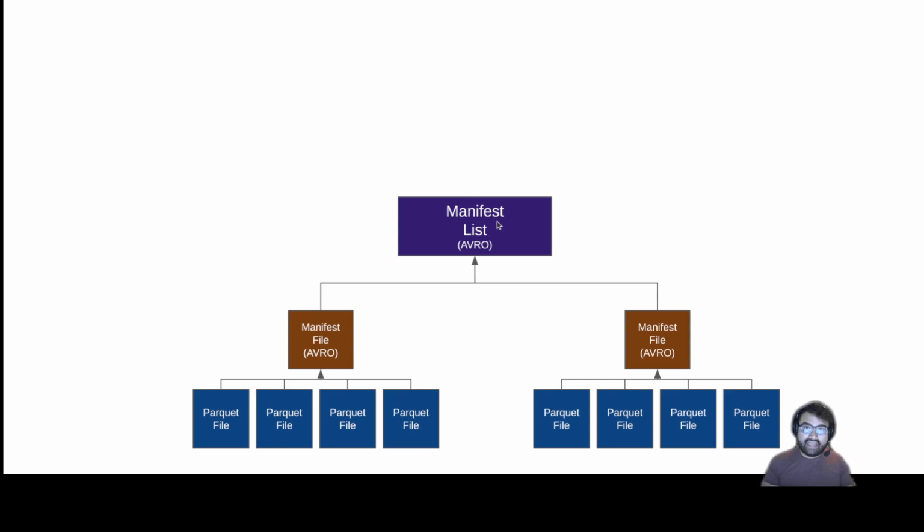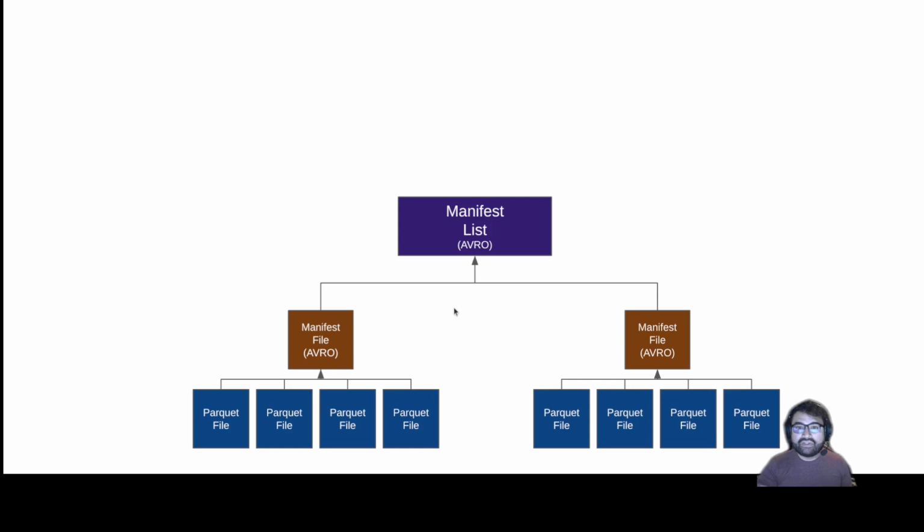Because again, the fewer files the engine has to open, the easier. So now the engine can open this manifest list and say, okay, this manifest doesn't even work for my particular query, and now those files never have to be touched. That speeds up the whole process because I'm not spending time opening and reading those files.